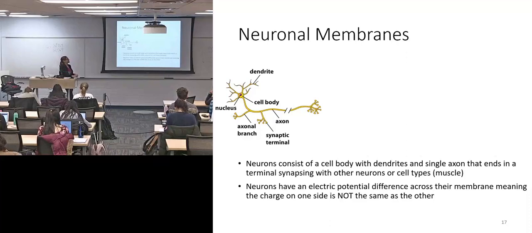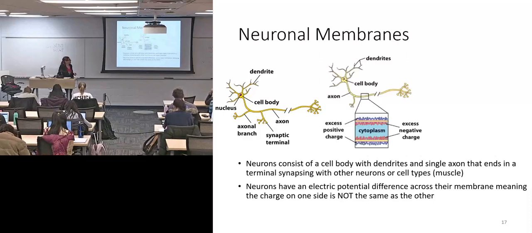Right. Neurons have an electric potential difference across their membrane, essentially meaning the charge on the inside and outside is not the same. At rest, we expect there to be a difference in potential across the neuronal membrane. And that difference is an accumulation of negative charge on the inside. This is because there are a lot of proteins on the inside, and these proteins are negatively charged. And so there's excess negative charge on the inside, excess positive charge on the outside.